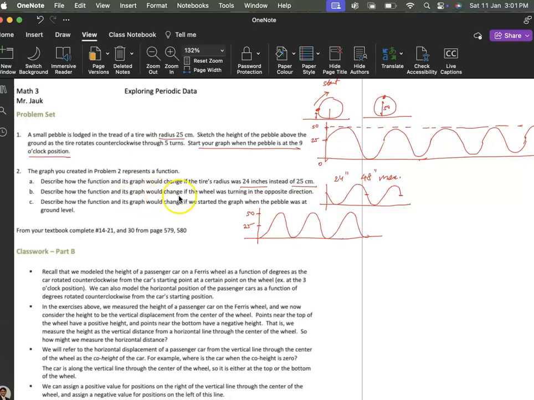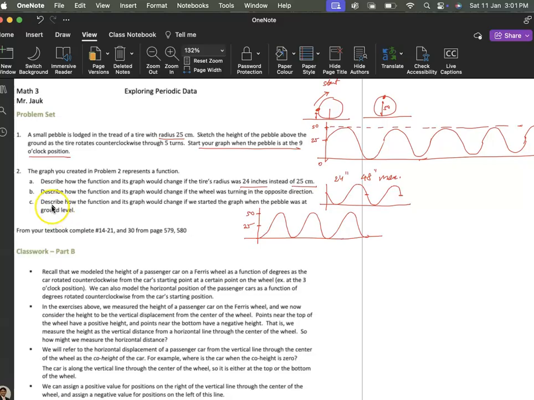Describe how the function and the graph would change if the wheel was turning in the opposite direction. Instead of going counterclockwise, suppose it was going clockwise. The graph would be opposite way. Yeah, opposite way. Means instead of going up, it will start going down. So this is the graph. So it will start from here. It will go down. It will go here, go up, and go down, and this way it will go.